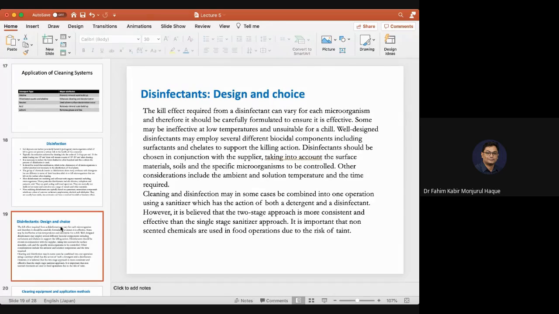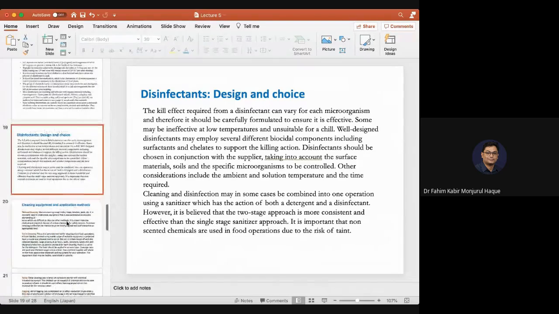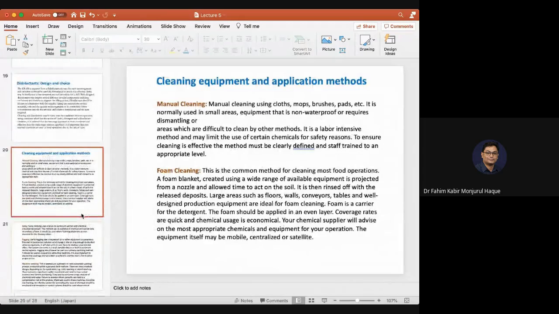But it depends on what kind of microorganisms are present there, what we are going to clean or disinfect. So sometimes, actually many times, it's not possible to do both things simultaneously. So that's why first cleaning, then disinfection.